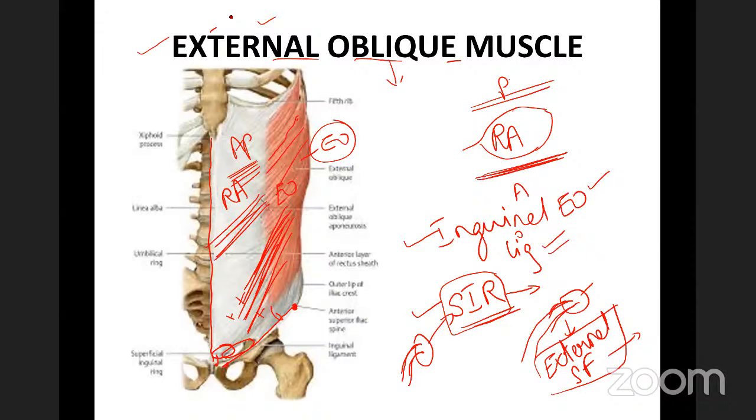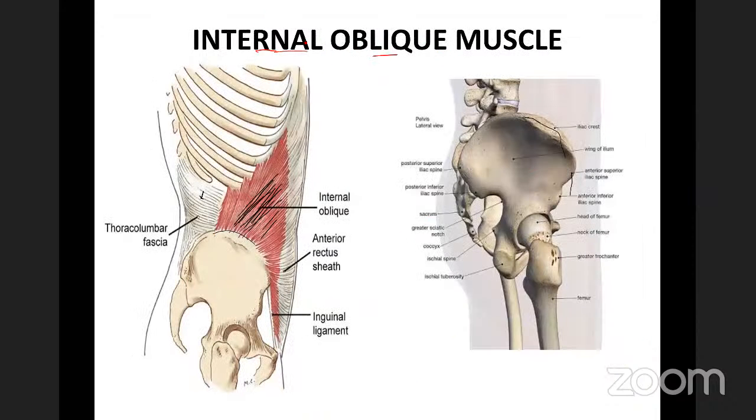Now we discuss the next layer, the deep layer. We have discussed the external oblique muscle. Now we will go to the next layer, which is the internal oblique muscle. It is called internal because it is placed internal to the external oblique muscle, and you can see the fibers are oblique in direction.